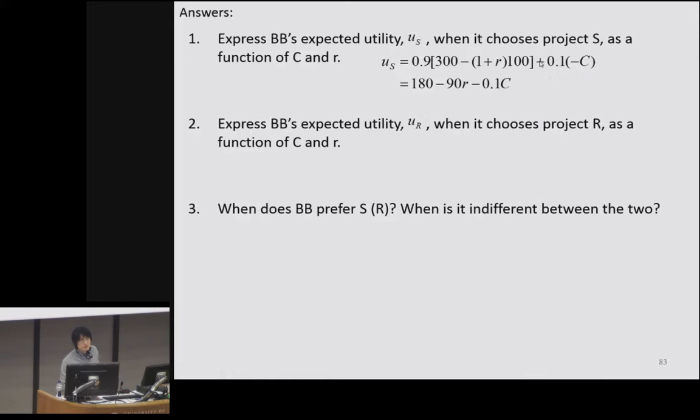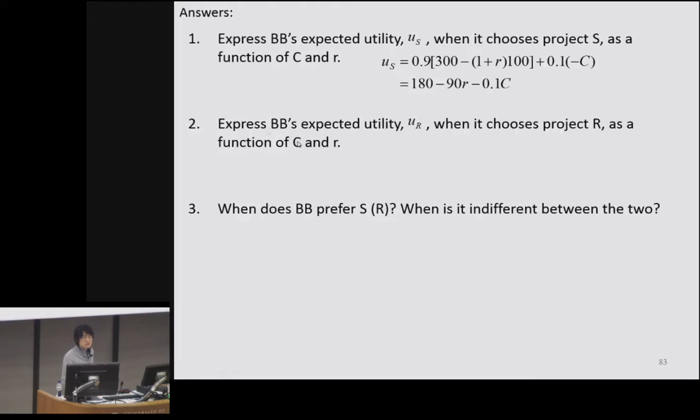There's a 10% chance of the safe project failing, and in that case, Brown Bakery should give up something that is worth £C for them. So now the expected payoff to Brown Bakery from selecting the safe project is 100 minus 90R minus 0.1C. These first two terms are the same as before. We have this extra term once collateral is included.